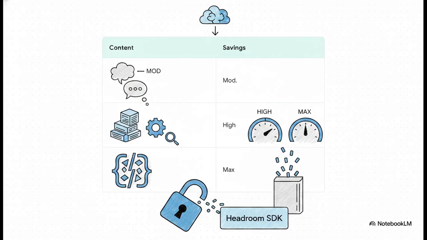So the crucial point is understanding where this actually moves the needle for you. Think about the breakdown of your content types. For your standard, everyday conversational chat messages, you're going to see a moderate impact. But for the heavy hitters, tool call logs provide high savings, and large JSON arrays yield the absolute maximum savings. If you've got agents out there dumping raw database queries or, the absolute horror, raw web-scraped HTML into your context, this is exactly where Headroom truly shines and reclaims your tokens.